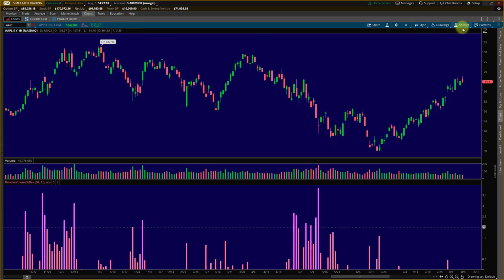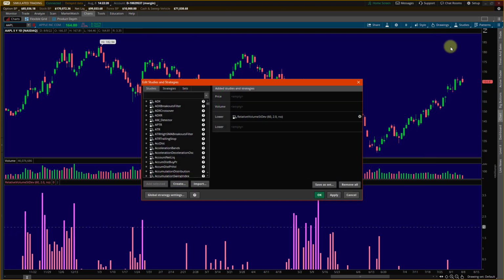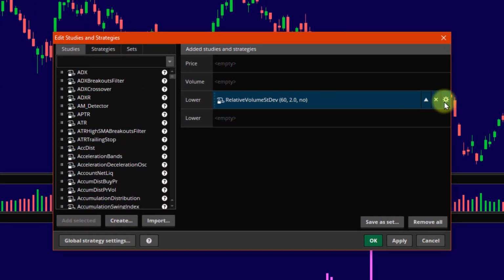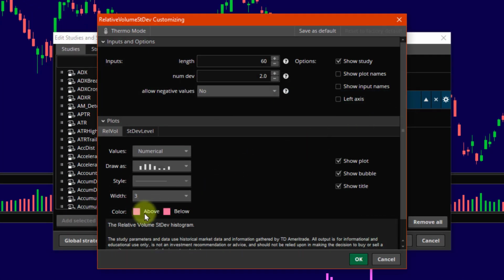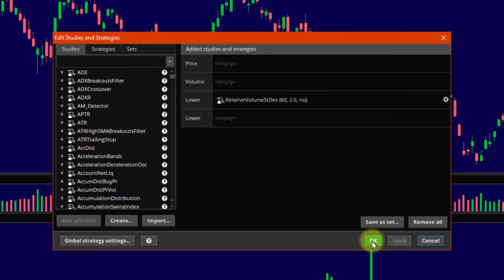Let's come back up here to Studies, go to Edit Studies, click on this cogwheel, and down here on the left there are the bars that are above 2 standard deviations. Let's make those green. I'll go ahead and leave these in a kind of pinkish color, but you can certainly change that. Now up here is the look back period. We're going back 60 days, and we can also change the number of standard deviations. The default is 2, and that's probably where I would leave it. But if you wanted to change it, you certainly could. So let's choose OK, Apply, and OK.